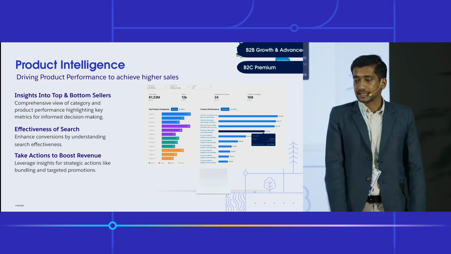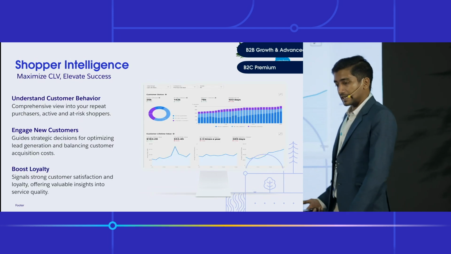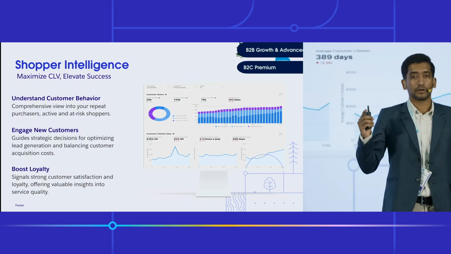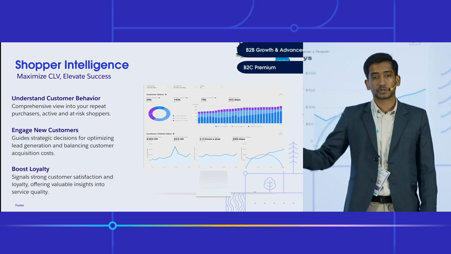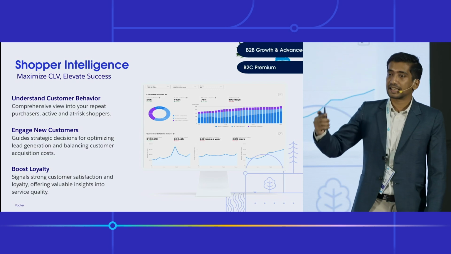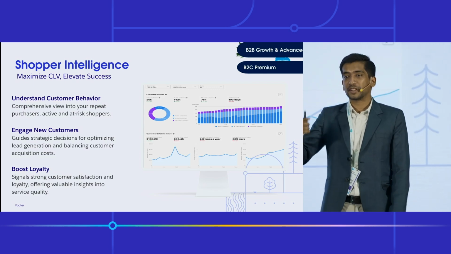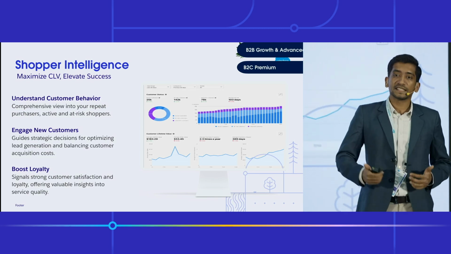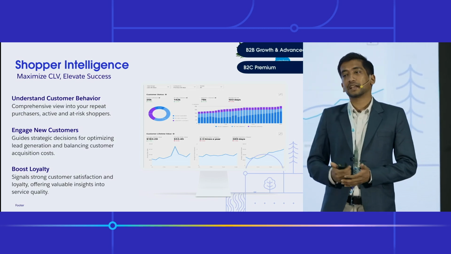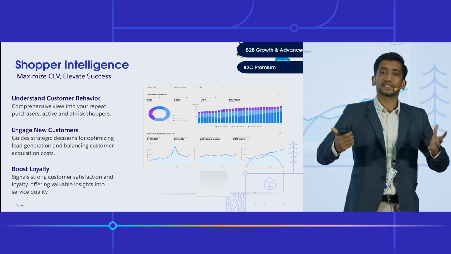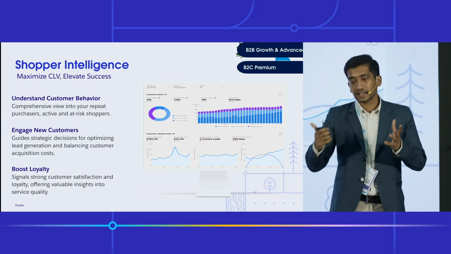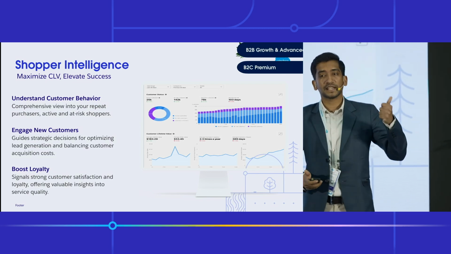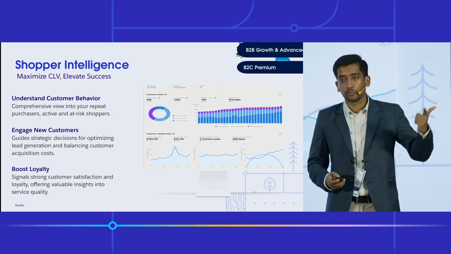In addition to product intelligence, what you also get is shopper intelligence. Now this will capture a trend of how shoppers are coming onto your storefront. The purchases that are happening, are they happening from repeat customers or from new customers? What is the CLV that you are generating out of a shopper? All of this information is now consolidated within shopper intelligence.